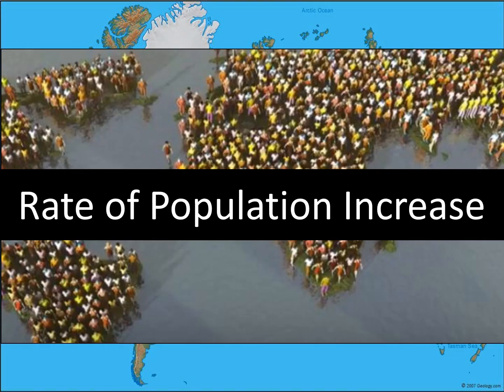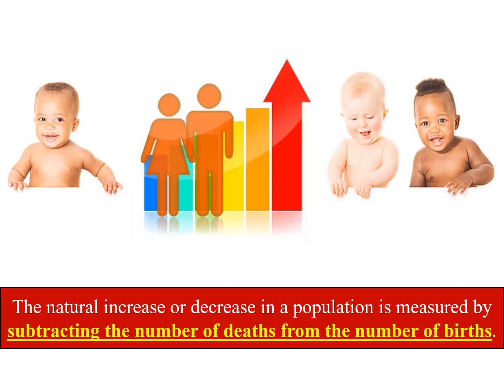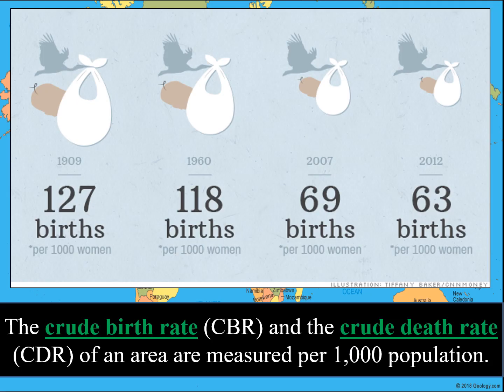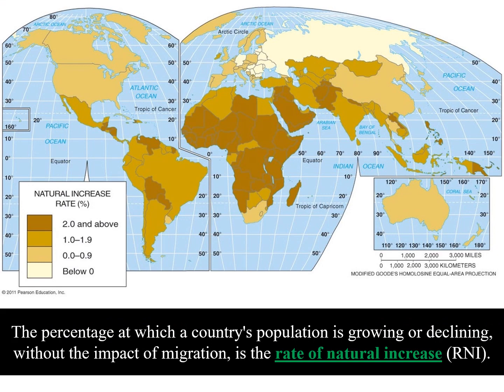Rate of population increase. The natural increase or decrease in a population is measured by subtracting the number of deaths from the number of births. To compare countries of different sizes, demographers use rates rather than total numbers. The crude birth rate and the crude death rate of an area are measured per 1,000 population. The percentage at which a population is growing or declining without the impact of migration is known as the rate of natural increase.